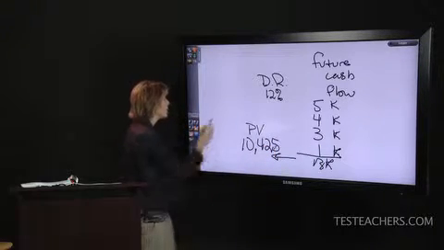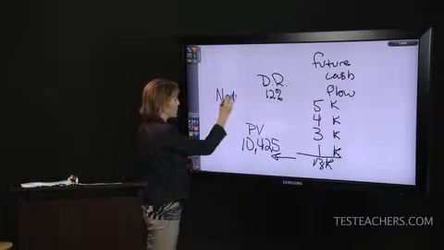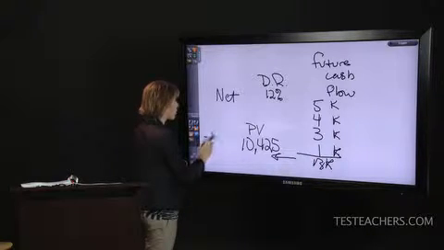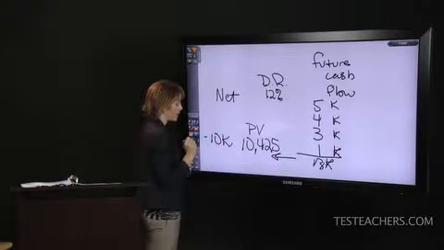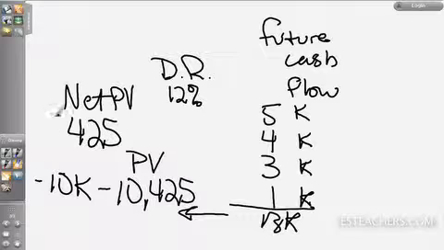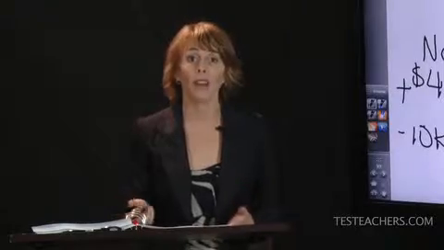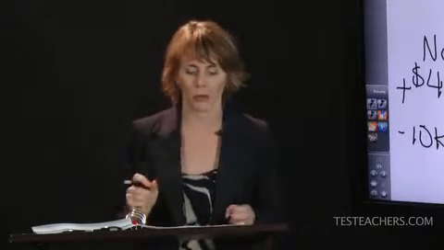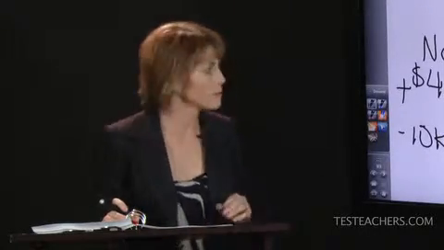Now, to get to net present value, we have to subtract the initial cost outlay, which we said was $10,000. So $10,000 minus $10,425, we have a net present value with a 12% discount rate of positive $425. And we said any time that the net present value is positive, yes, it's a good investment for your client.